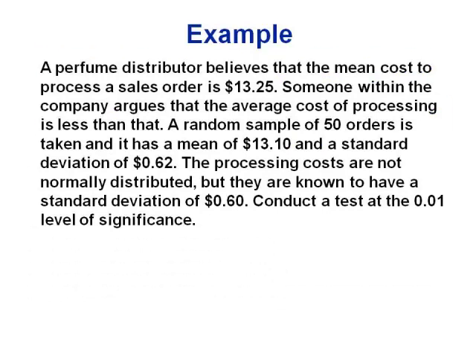Alright, so I'm going to have you try this one on your own. A perfume distributor believes that the mean cost is 13.25. Someone within the company argues that it's less than that. Random sample of 50 orders. We have a mean and a standard deviation. We are told that the processing costs are not normally distributed, but they are known to have a standard deviation of 60 cents. They're not normally distributed, but the sample size is over 30, so we are safe on this one. So the claim is that the cost is actually less than 13.25. So pause, try this one, and then I'll give you the answer.